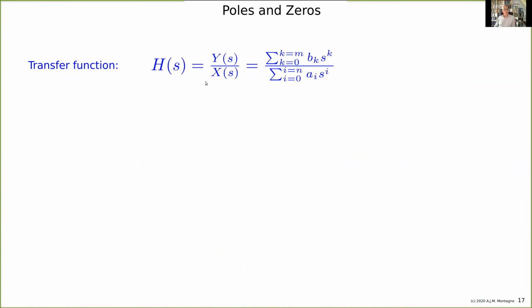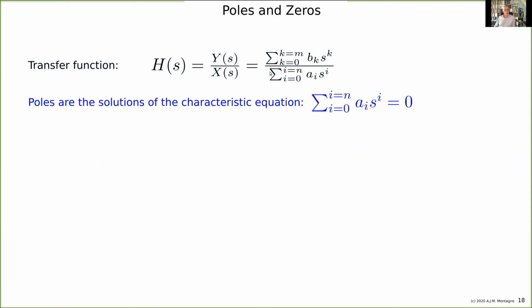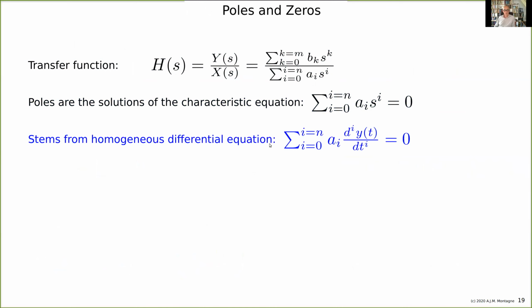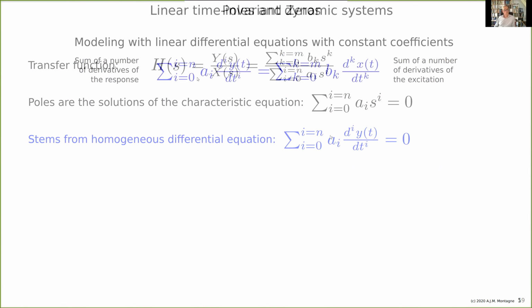The transfer function written in Laplace can also be written by solving for the solutions of the numerator and the denominator. So the poles are the solutions of the denominator and the zeros are the solutions of the numerator. So the solutions of the denominator, look, they are just like this.